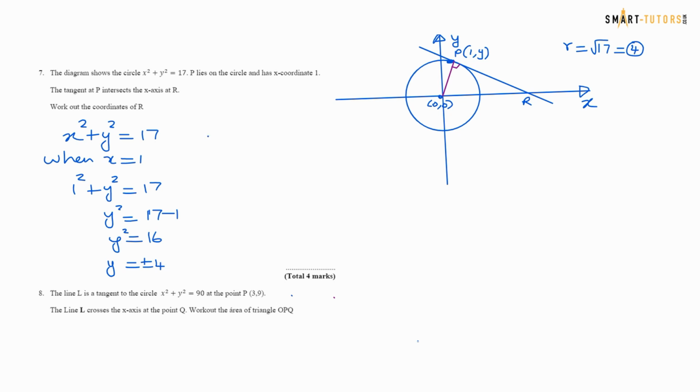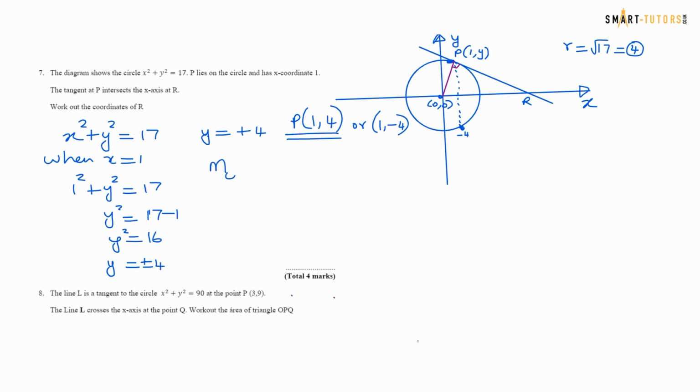So y equals plus 4. So if I say 1 is the x coordinate, here this is going to be minus 4, right? So the P's coordinate can be 1 comma 4 or 1 comma minus 4, right? You can take anything. So I'll take the positive value. So I'm going to find out the gradient.